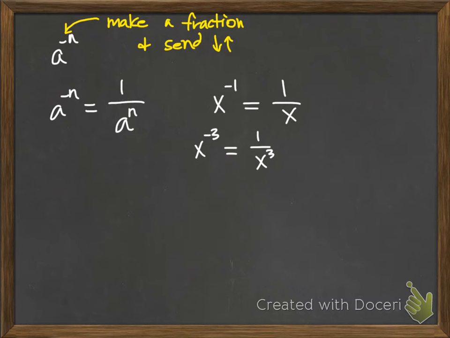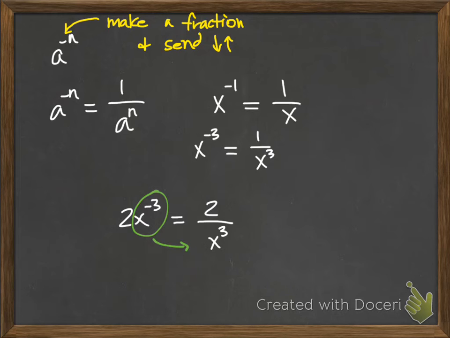If you have something like this, let's say you have 2x to the negative 3. Well, my 2 doesn't have an exponent, only the x, right? So what happens is the 2 stays in the top, and only my x to the negative 3 goes to the bottom, and the negative goes away. So this would be 2 over x to the 3. So that's what a negative does, it just changes its position.